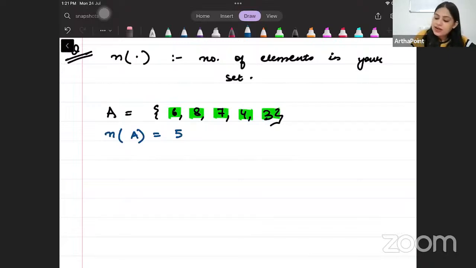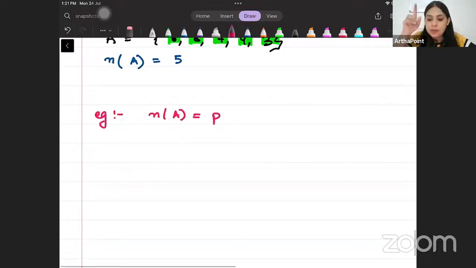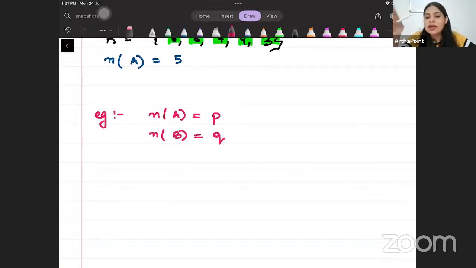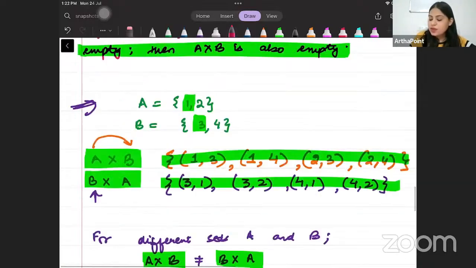So beta, let's say that. Now let's write down the theorem. Suppose I tell you that n(A) is p, which means that the number of elements in A is equal to p. And now I tell you that n(B) is q, which means number of elements in B is q. So beta, what will be n(A cross B)? इसमें कितने elements होंगे? एक बारी example लेके देख लेते हैं. So take this. A had 2 elements. n(A) was 2. है कि नहीं है? A had 2 elements here.